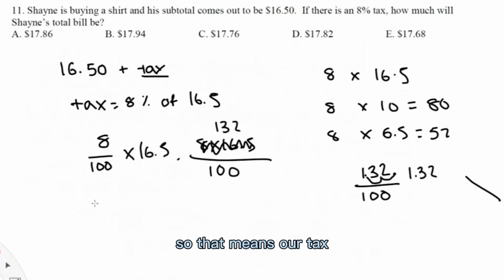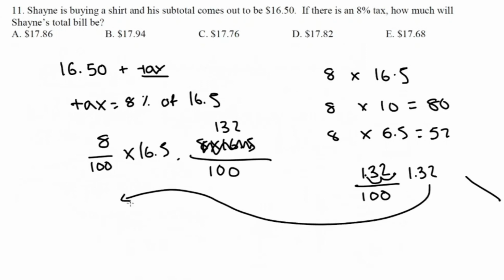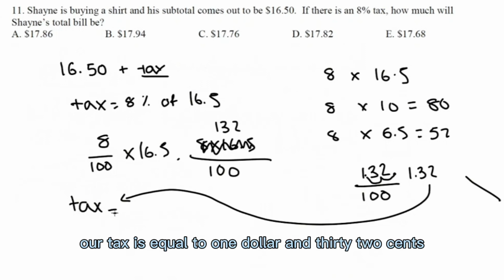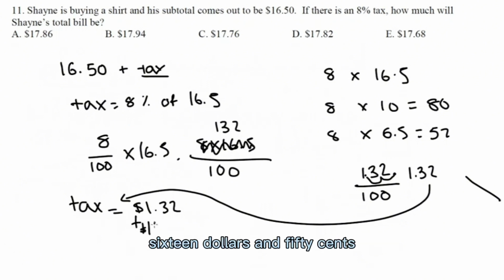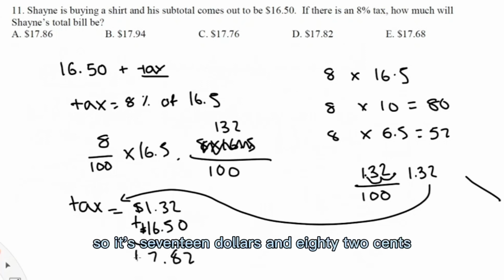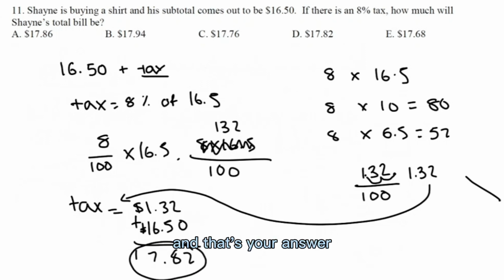So that means our tax, so let's go over here, our tax is equal to $1.32. Now all we have to do is add that with the $16.50. When we do that, that's 2, 8, 7, and 1. So it's $17.82, and that's your answer.